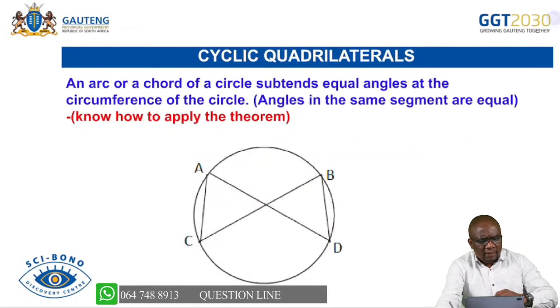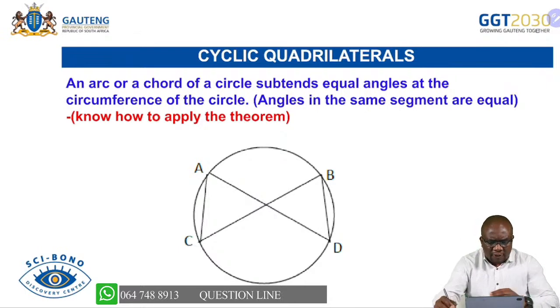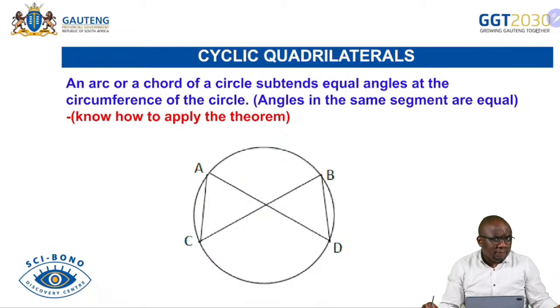Okay? Right. We said an arc or a chord of a circle subtends equal angles at the circumference. Right. Do you see any arc that subtends two angles at the circumference here? You can shout the answers, or any chord that you can create there that will subtend angles at the circumference.